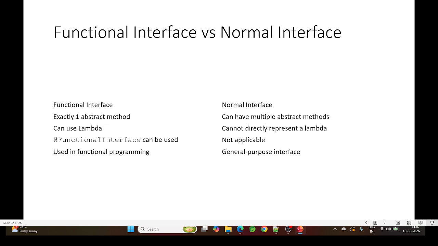Let's compare the functional interface with a normal interface. A normal interface can contain multiple abstract methods. A functional interface must contain exactly one abstract method. Because of this single abstract method structure, a functional interface can be directly used as the target for a lambda expression.